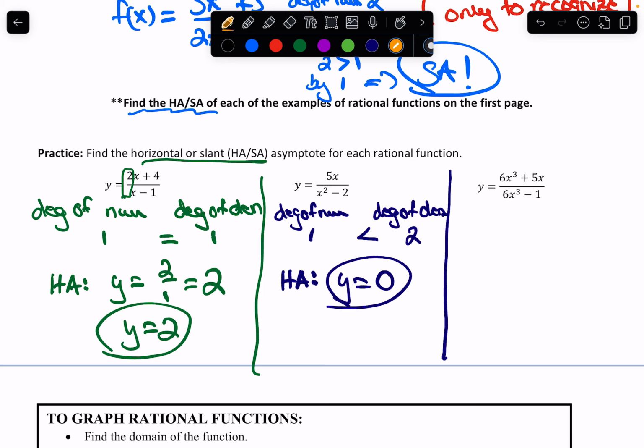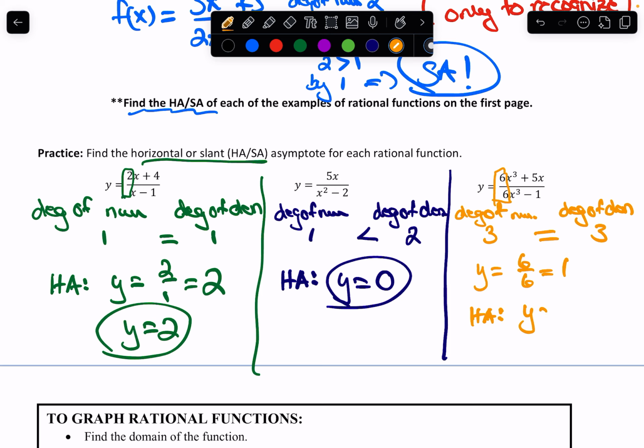Okay, next one, our degree of numerator is 3, and our degree of denominator is 3. So, oops, did I write x? I meant to write 3. These two are equal, and that means that we're going to take the ratio of the leading coefficients. So y equals 6 over 6, which is 1. So our horizontal asymptote is y equals 1. All right.